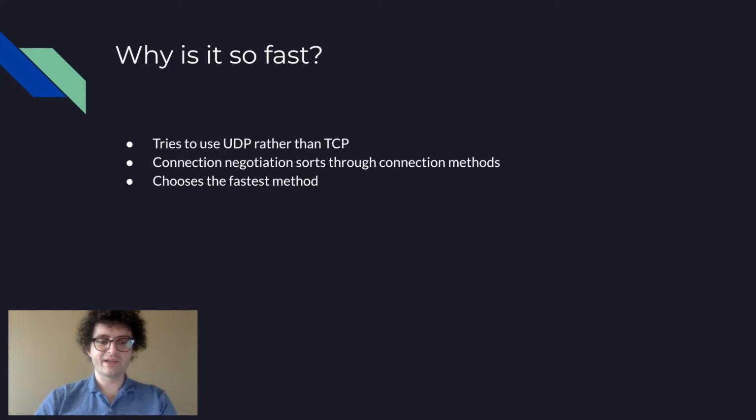So why is it so fast? Well, it tries to transmit over UDP rather than TCP, so it saves time that would be spent establishing a connection and exchanging ACKs and sequence numbers. There are usually multiple possible methods that peers can connect to each other with, and the process of connection negotiation sorts through all the different connection methods and chooses the fastest.